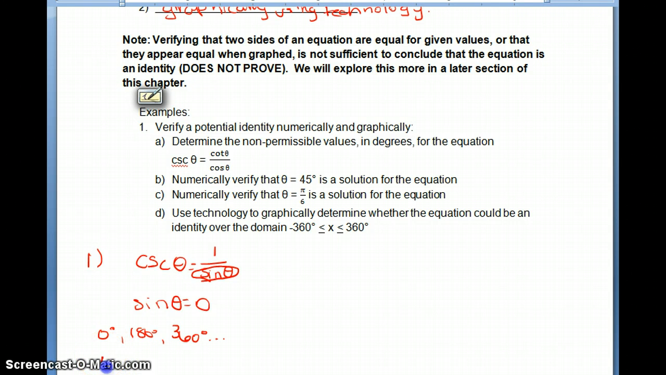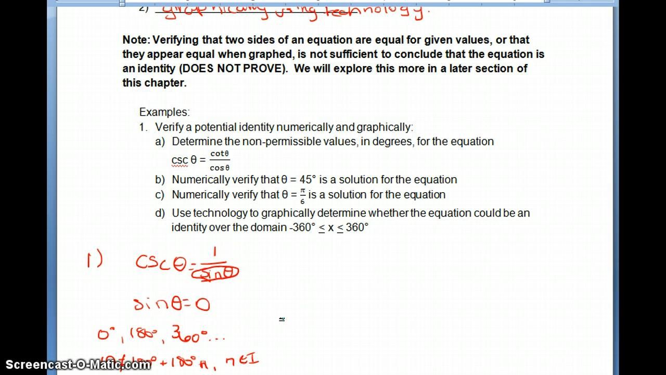So here we can say that for cosecant of theta, theta cannot equal 180 degrees plus 180 degrees n, where n is an element of the integers.